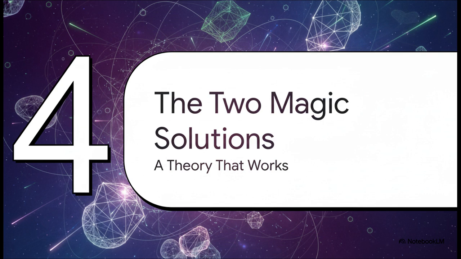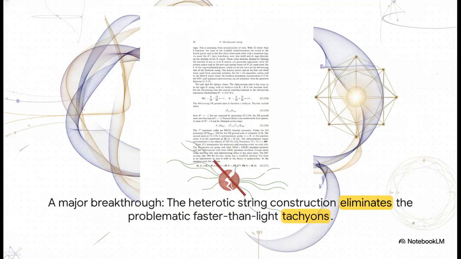The theory didn't just work, it worked beautifully, and it solved the huge problems that its predecessors couldn't. The first major win, remember those pesky faster-than-light particles, the tachyons, that just wrecked the earlier theories? The heterotic string gets rid of them. The math just cleans itself up. And as you can see from the source text here, the final theory is tachyon-free. That's a huge victory for making a theory that actually makes sense.